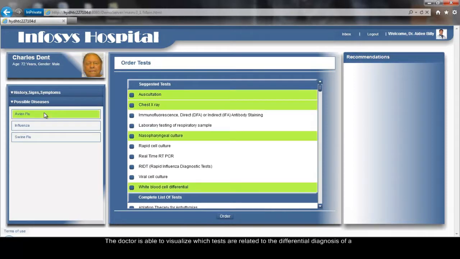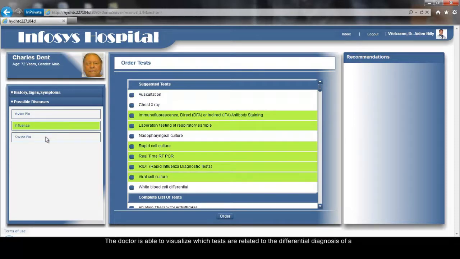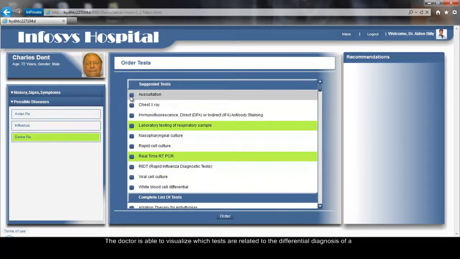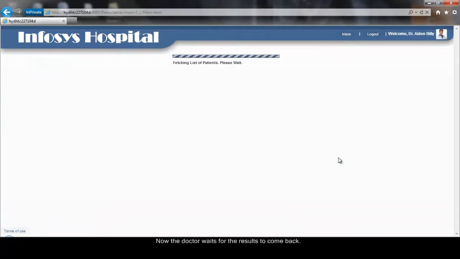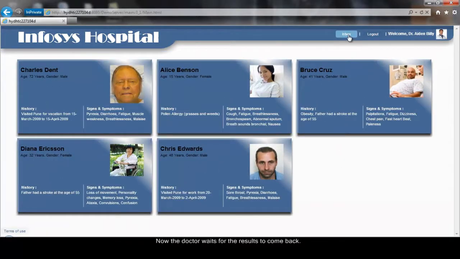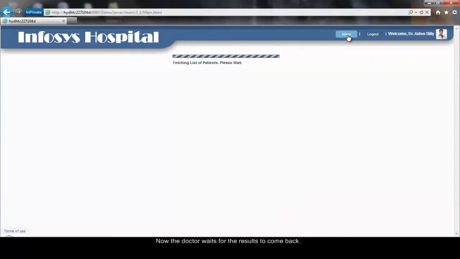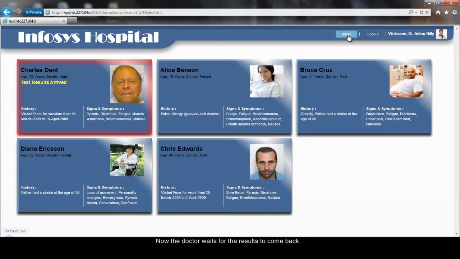The doctor is able to visualize which tests are related to the differential diagnosis of a particular disease. In this case, the doctor chooses every test suggested by the system and proceeds to place the order. Now, the doctor waits for the results to come back. The test results for Mr. Charles Dent arrive, and the doctor continues to diagnose him.